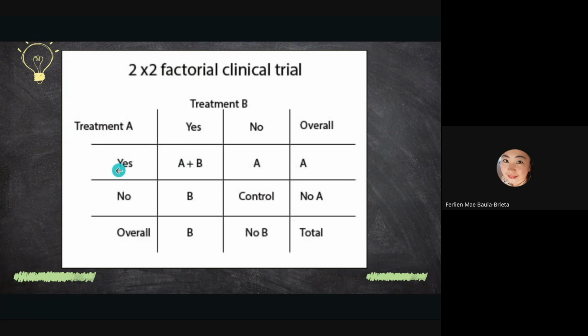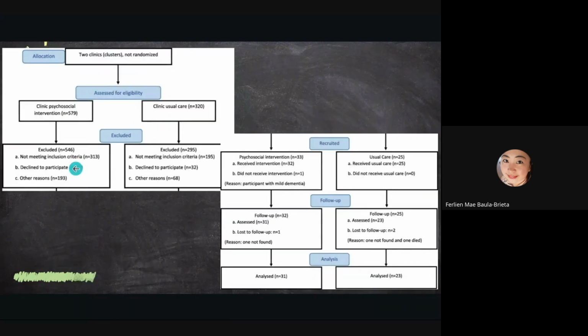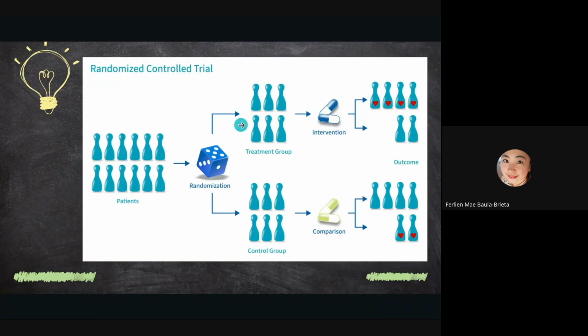So for treatment A, yes, group A and group B receive it, and for this group, they do not receive B, A only. So this grid is employed during allocation. Okay? Let's go back to the grid that I have shown a while ago.